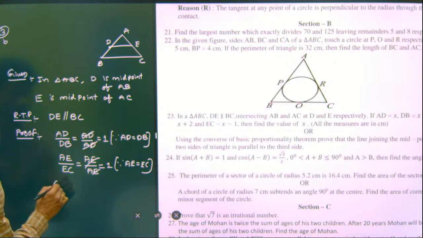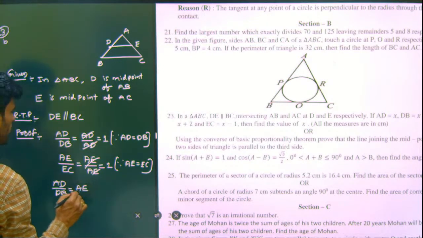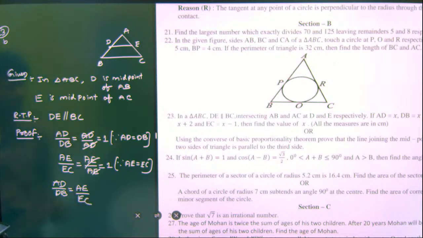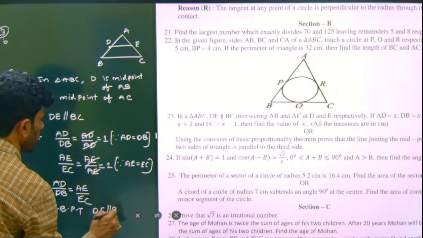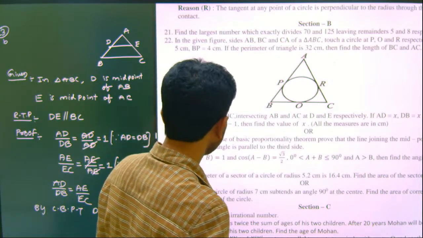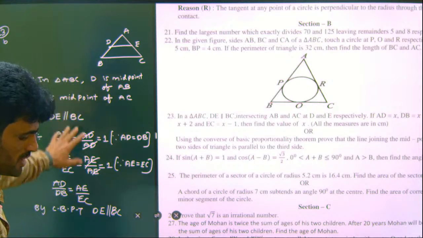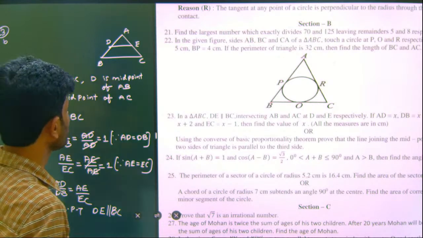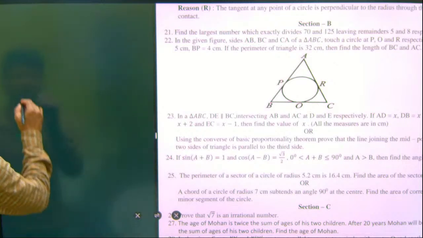So because we got AD by DB and AE by EC the same, what we say? By converse of basic proportionality theorem, DE is parallel to BC. Because if two sides are divided in the same ratio by a line, then the line is parallel to the third side. This is the proof for question number 23B. Now question number 24.